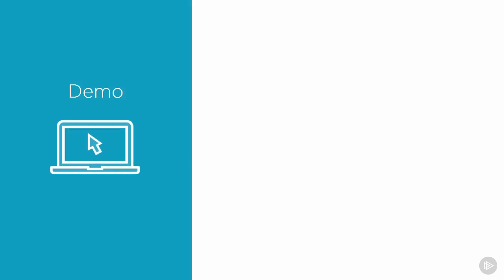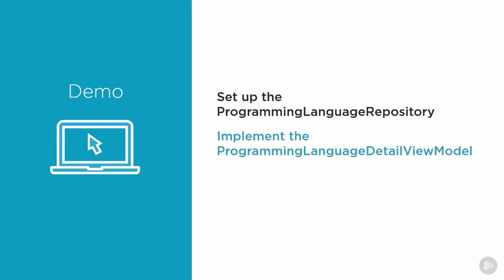In this demonstration, you'll learn how to set up the programming language repository and how to implement the programming language detail view model. When we are done with this, you will also learn how to set up the view with a data grid so that the user can edit the existing programming languages in the Friend Organizer application. Let's start with the repository.